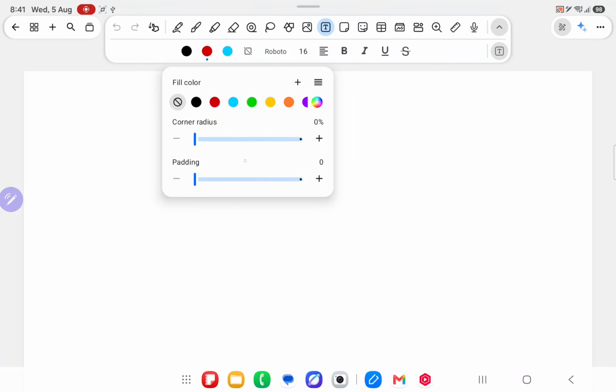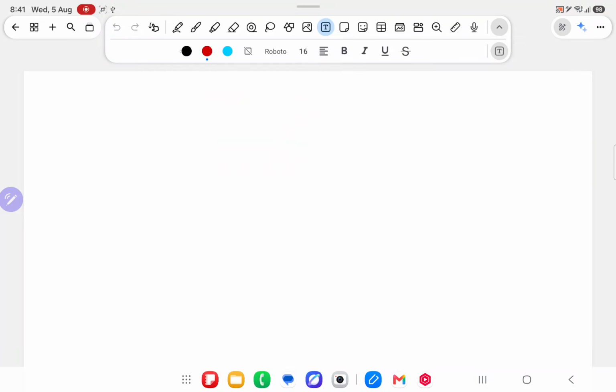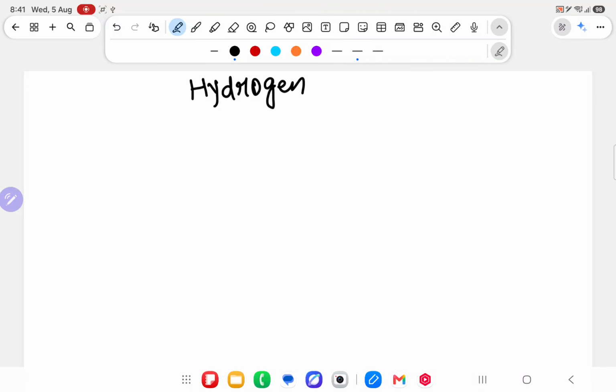Now, in today's class, we are going to see a very important part of the topic. Every exam question comes from it, and it is a very good and easy part. The name of the topic is called hydrogen bonding. Today we are going to start this very important topic, and it is that important and that easy also.